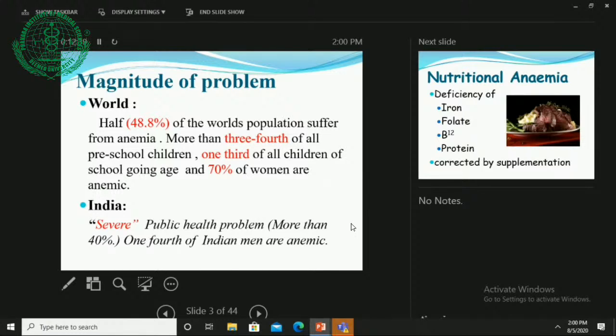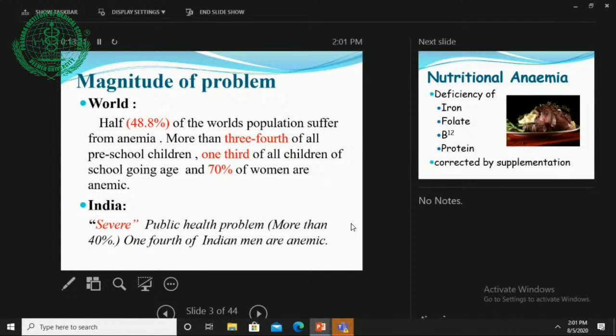Now we'll see the Indian scenario of anemia. It is a severe public health problem. We call it severe because the prevalence of anemia in India is more than 40%, and it affects the vulnerable population, that is, children and women of reproductive age group. The prevalence among non-pregnant women is about 50%, while 70% of pregnant women in our country are anemic. The same is the condition with the children: 70% of children below 5 years are anemic.